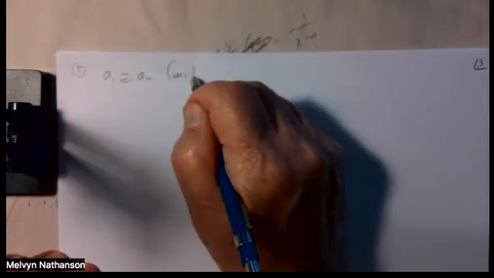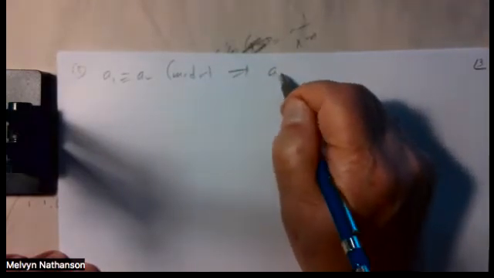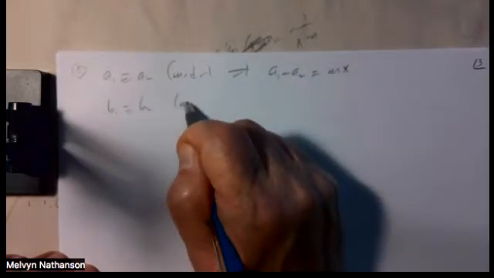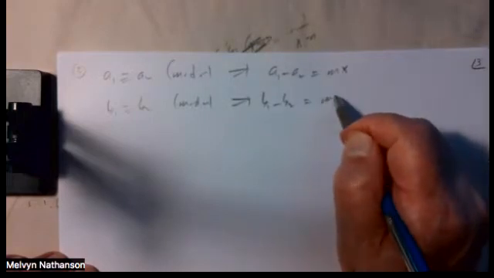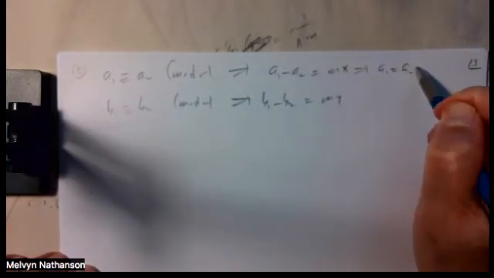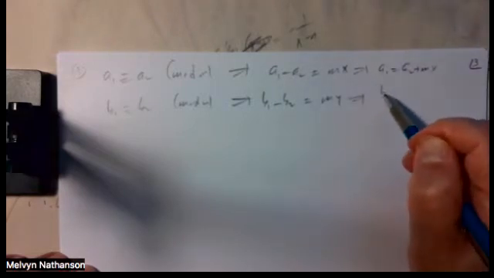Let's look at problem 3. If A1 is congruent to A2 mod M, that means A1 minus A2 is M times some integer X. M divides the difference. And if B1 is congruent to B2 mod M, that means that B1 minus B2 is a multiple of M, M times Y for some integer Y. So I can write this as A1 is A2 plus MX, B1 is B2 plus MY.